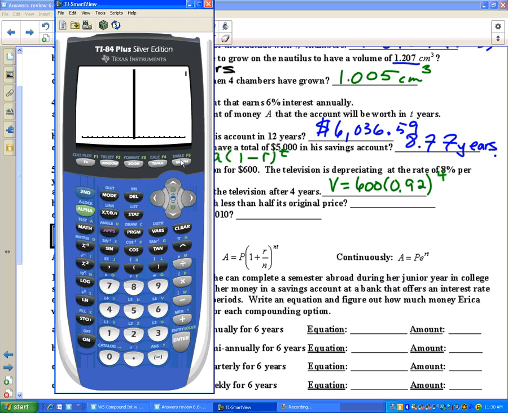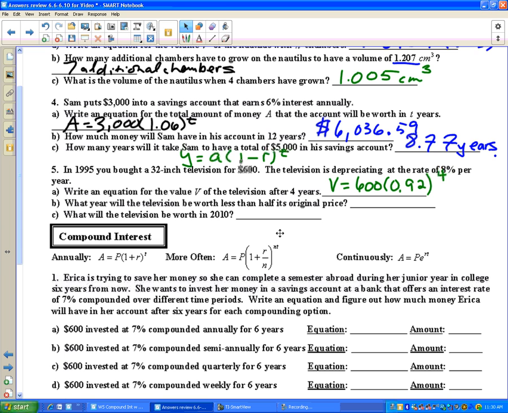So I'm going to go to my graph. There's my graph. There's my intersection. If I can see it, I can find it. Second trace. Number 5 is intersection. I can hit enter 1, 2, 3 times. 8.31 years. But what year is that? 1995 plus 8. So that would be 2003. Between 2003 and 2004. What will the television be worth in the year 2010?